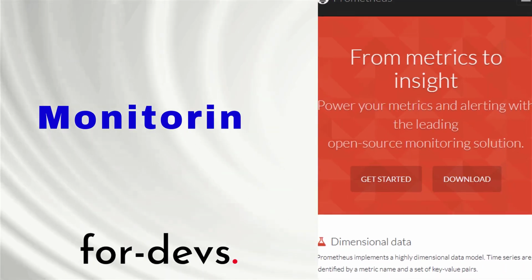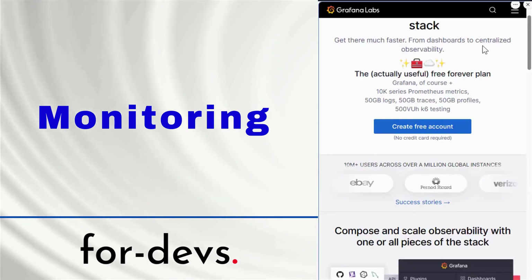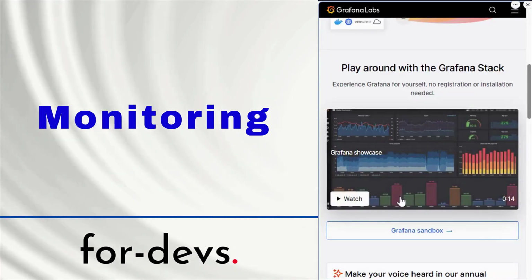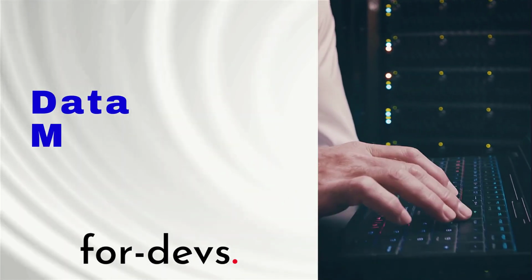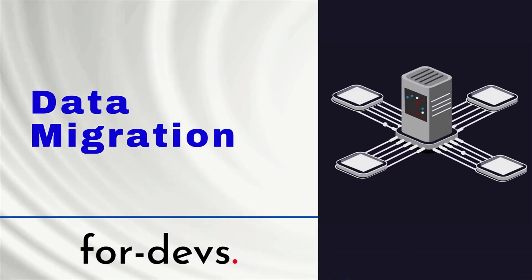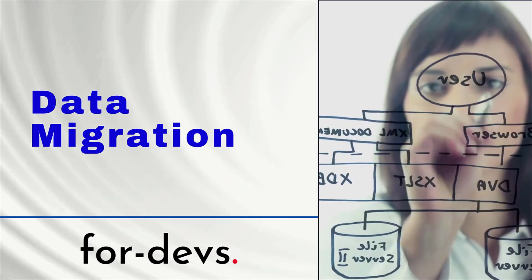We could integrate monitoring tools like Prometheus and Grafana to observe the performance and health of our application in real time, enabling us to react quickly to any incidents. An application like this also facilitates data migration between different types of databases, minimizing downtime and maintaining data integrity.